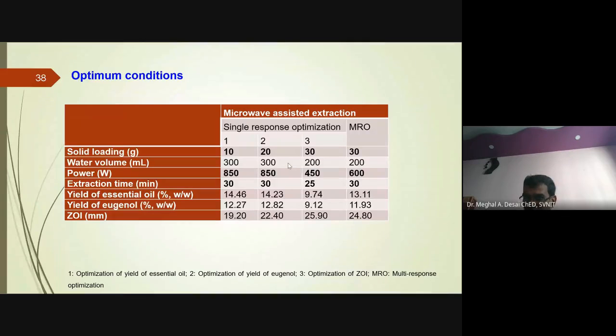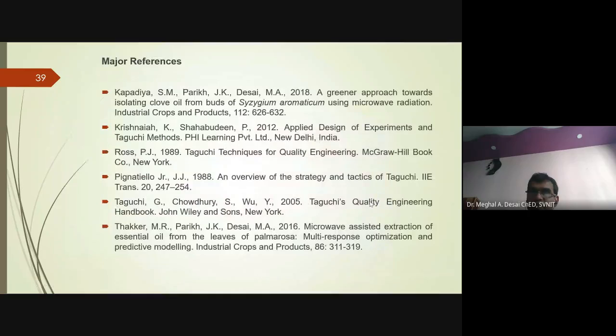Why compromise? You have used only 16 experiments and try to optimize 3 conditions at a time. So some compromise will be there, but still that compromise is acceptable. Okay, so this is the optimum conditions and their comparison. Okay, so these are the major references that I have used for this study, and this one, the first one, is the article from where I have taken the data. All the results are reported in this article.